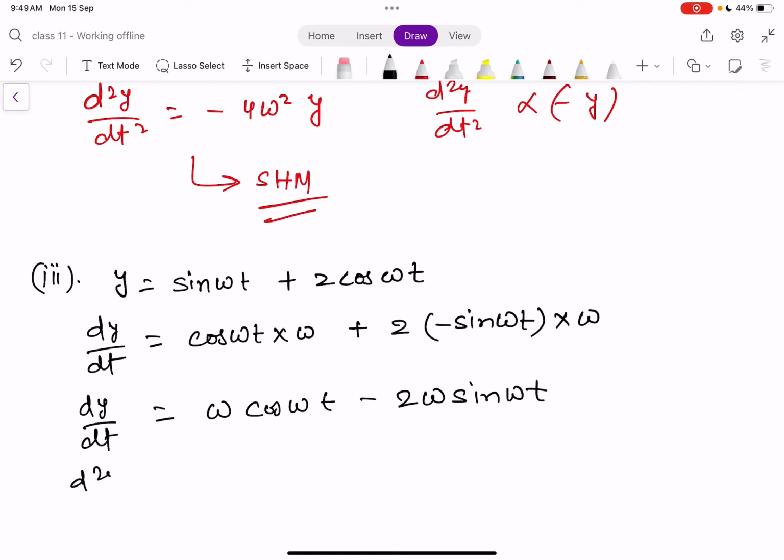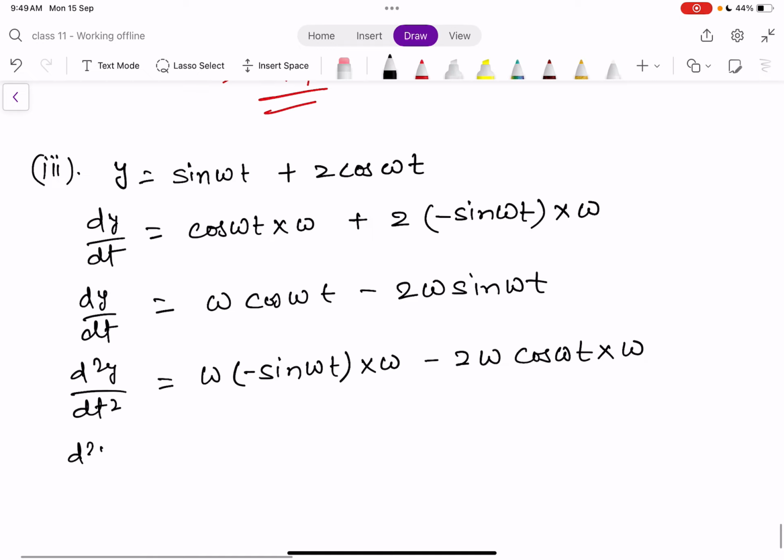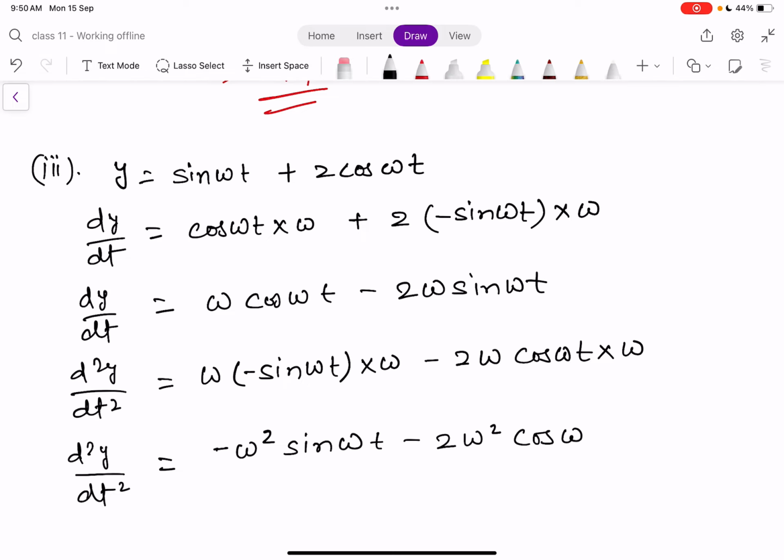Again differentiating with respect to time, d2y/dt2 will be omega times minus sin omega t, into the differentiation of omega t, which is omega, minus 2 omega times cos omega t into the differentiation of omega t, omega. So here d2y/dt2 is minus omega square sin omega t minus 2 omega square cos omega t.